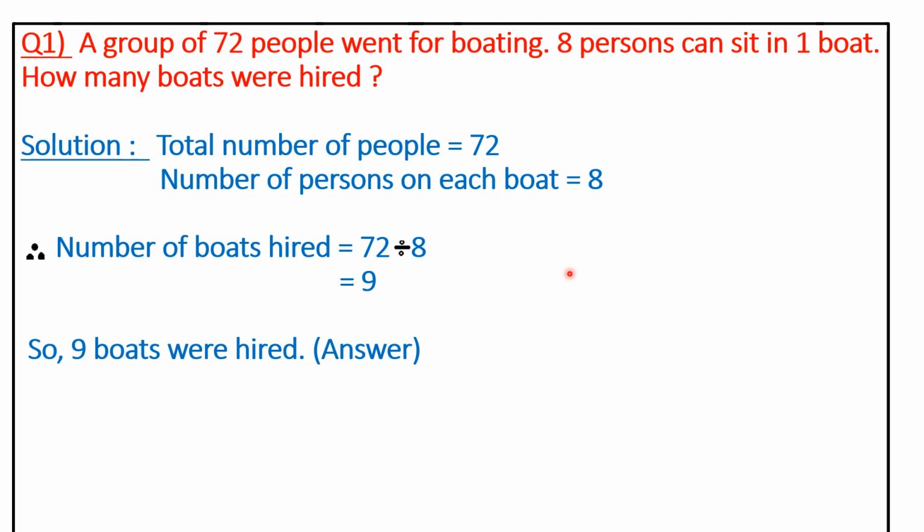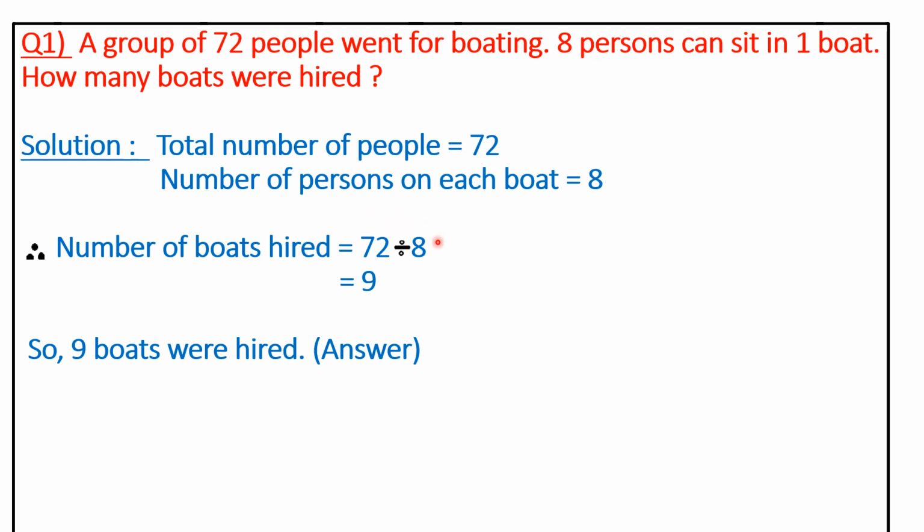Okay. So there are an equal number of persons sitting on each boat. So we will do division here, because we are dividing an equal number of persons. So we will divide 72 by 8. Number of boats hired is 72 divided by 8. Here there is no need to do long division, because we can read the table of 8 and we will get 72.